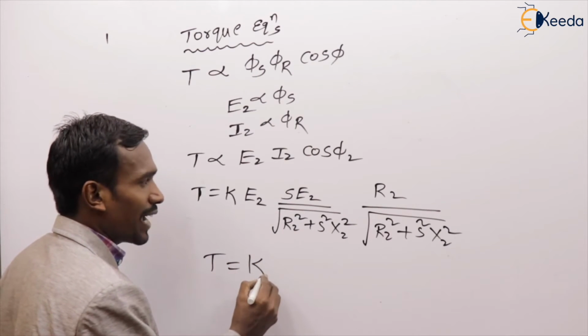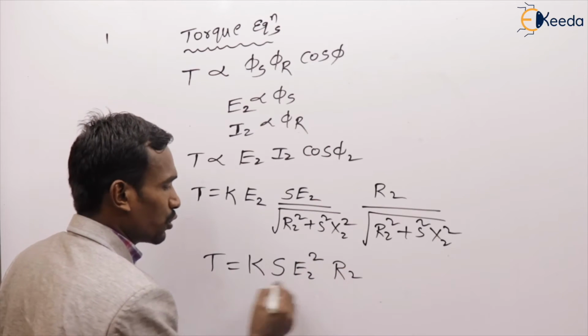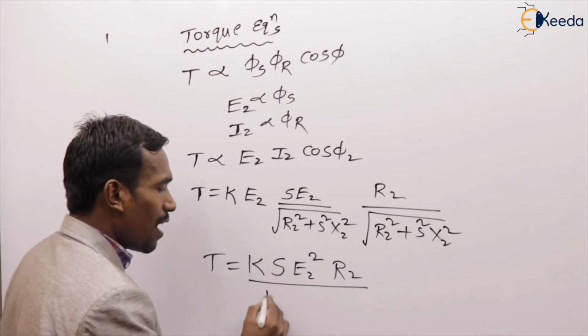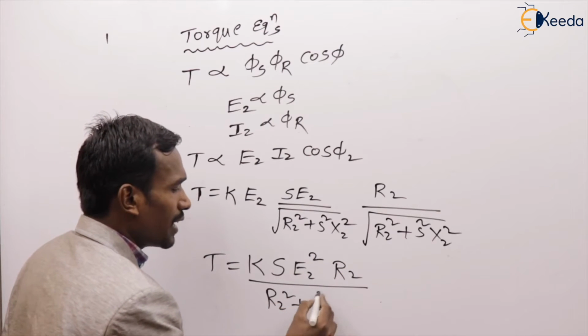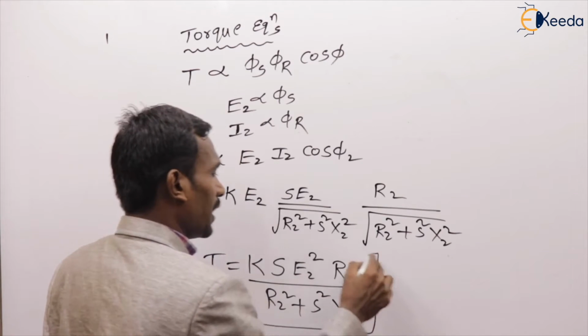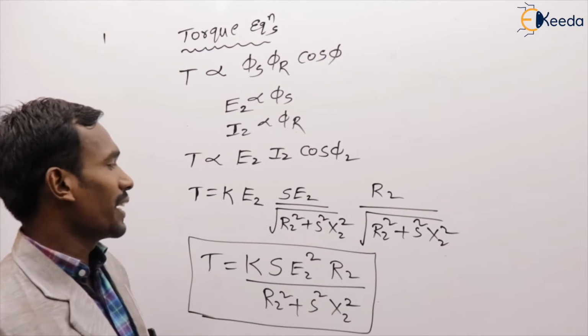Now can you tell me what is torque? Torque T is equal to K into S into E2 square into R2 by R2 square plus S square X2 square. This is the torque formula, the torque produced in the induction machine.